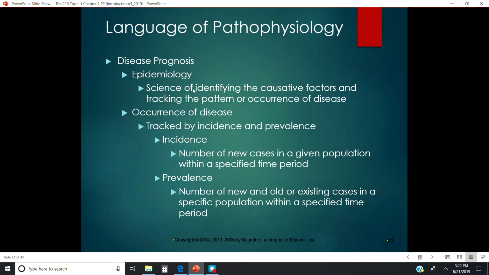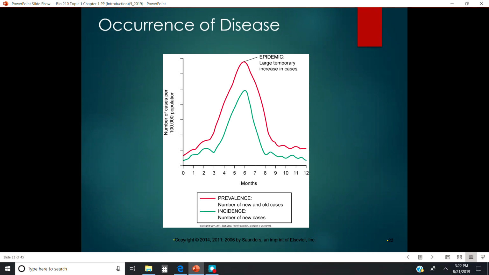The occurrence of the disease is going to be followed by two things. We're going to look at the incidence and then the prevalence. Very easy. The incidence is the number of new cases in a given population within a period of time. The prevalence is the number of new and old cases, people that have had it already, within that same time period.